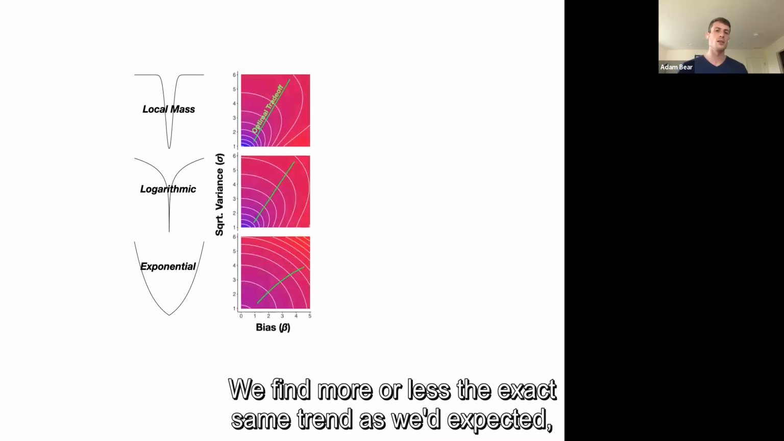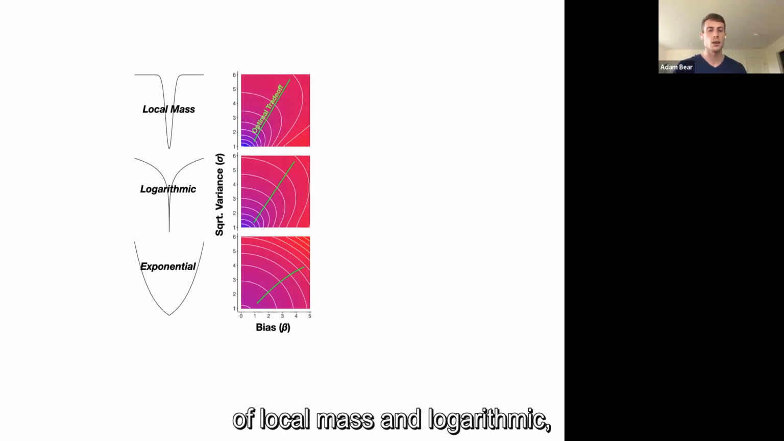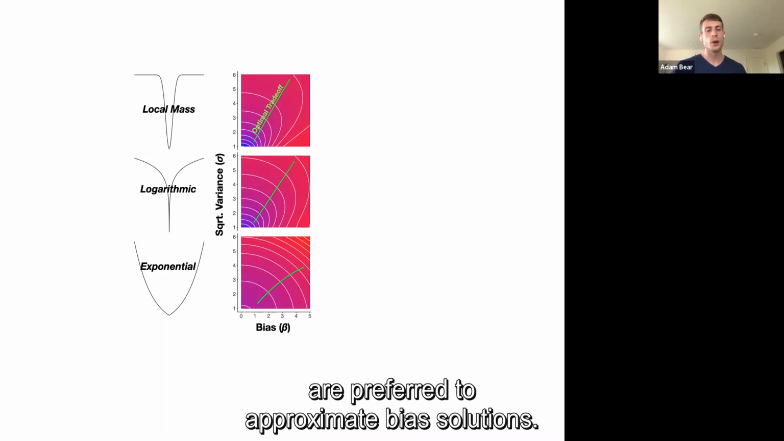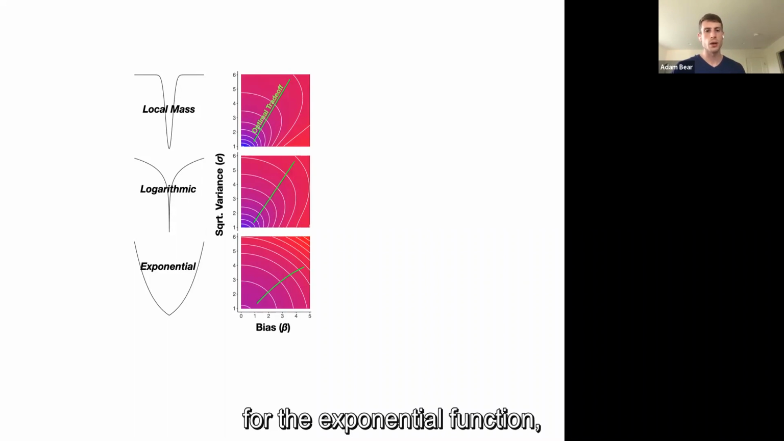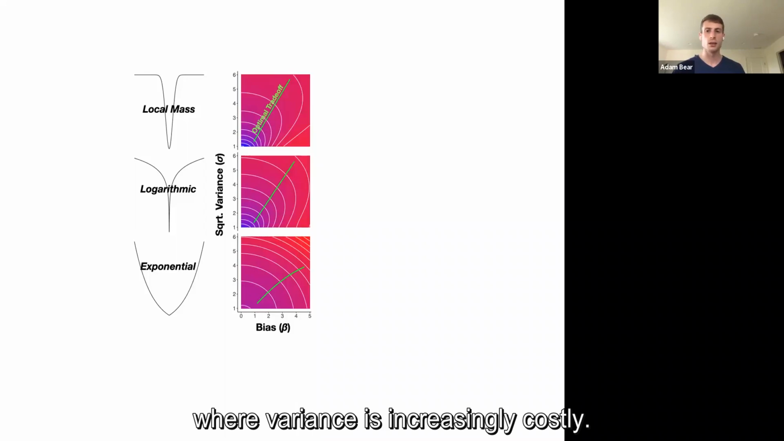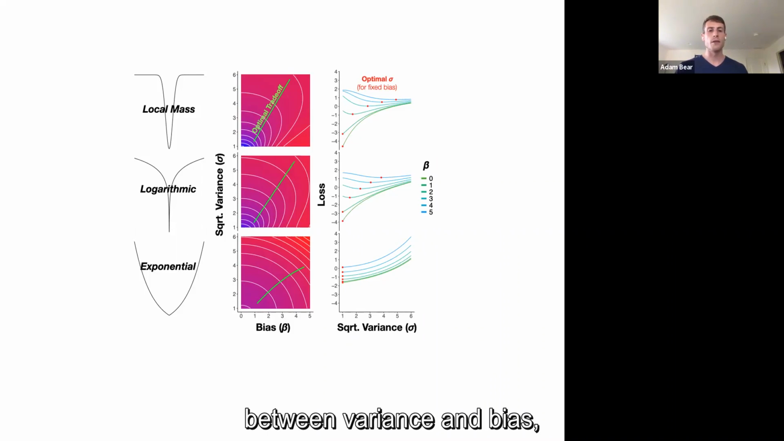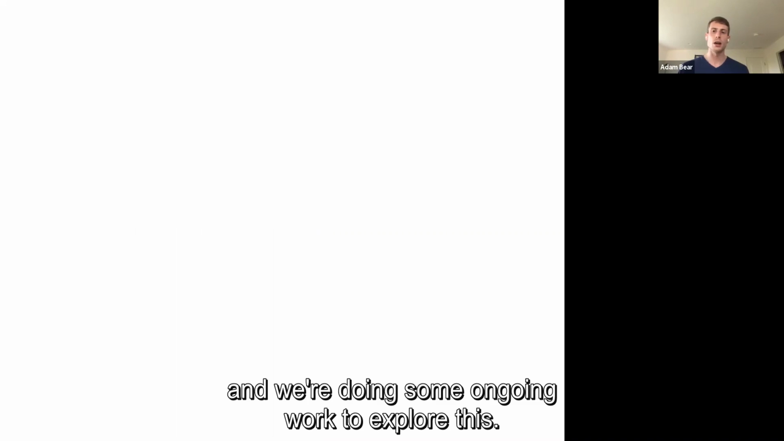We find more or less the exact same trend as we'd expected, where for the more concave functions, like local mass and logarithmic, precision and high variance seem to be preferred to approximate biased solutions, but the opposite is very much true for the exponential function, where variance is increasingly costly. And again, we see this interesting interaction between variance and bias, where variance can actually help you when bias is large.